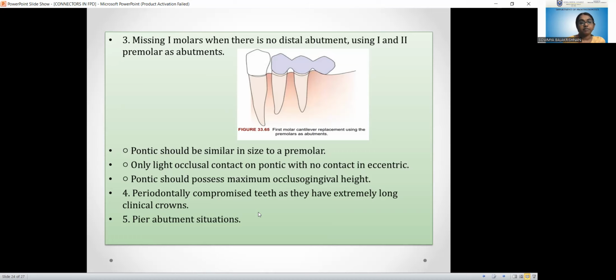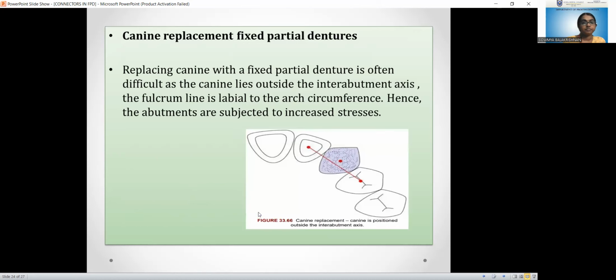And fourth is periodontally compromised teeth, as they have extremely long clinical crowns. In the case of periodontally compromised teeth also, you can go for a cantilever FPD, and in the case of a fire abutment situation, you can go for a cantilever FPD.